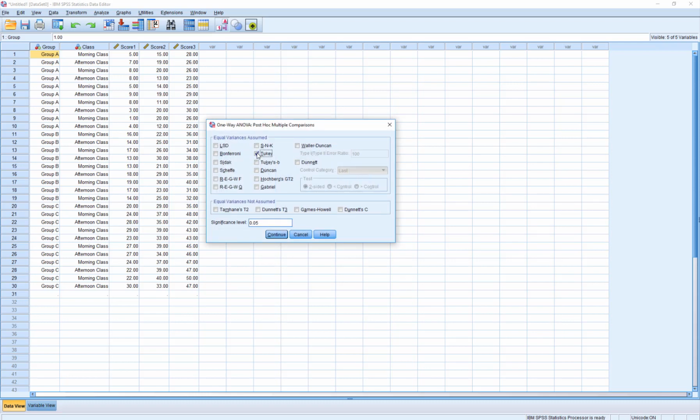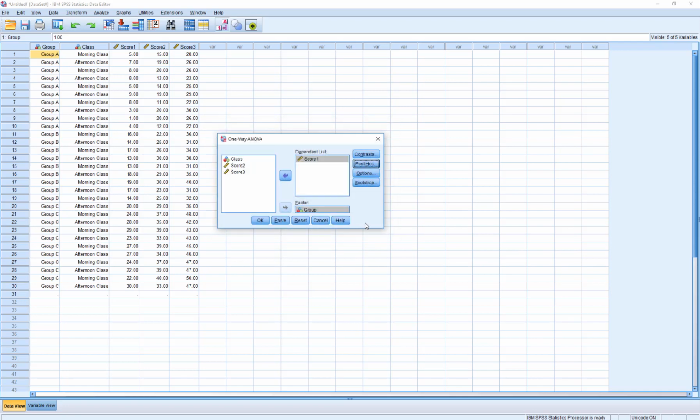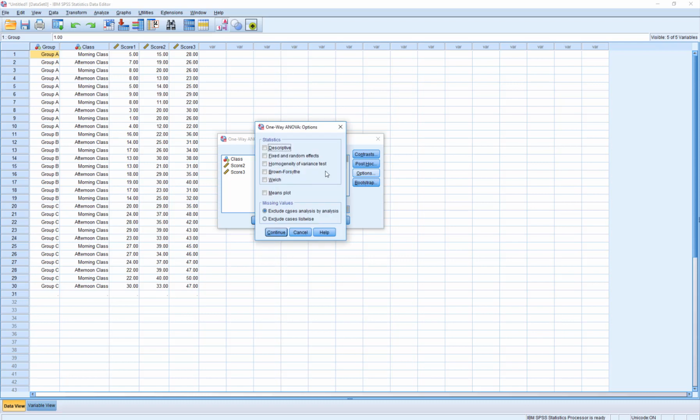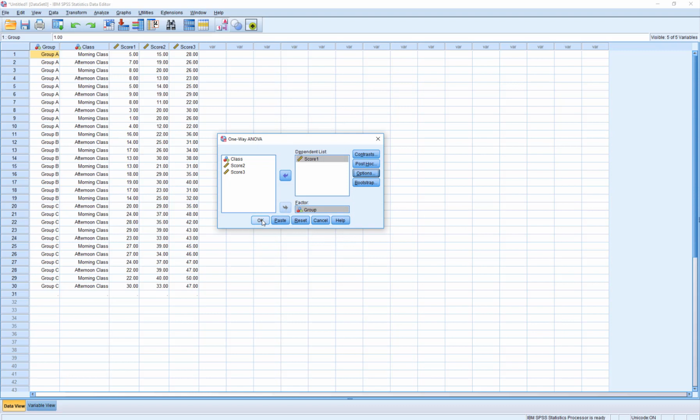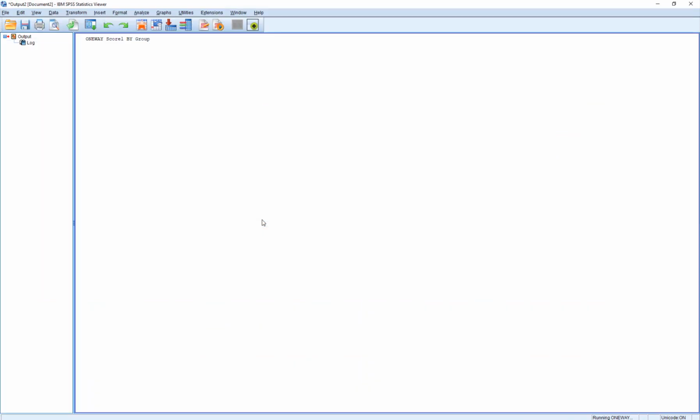There are many here, and depending on which discipline you come from, you may use a different one, but Tukey is a really common one. I'll press continue. Next, I'll click on options. I'm choosing descriptive, just so that way I can see the means and standard deviations of my groups. I'll finish it off by pressing OK.